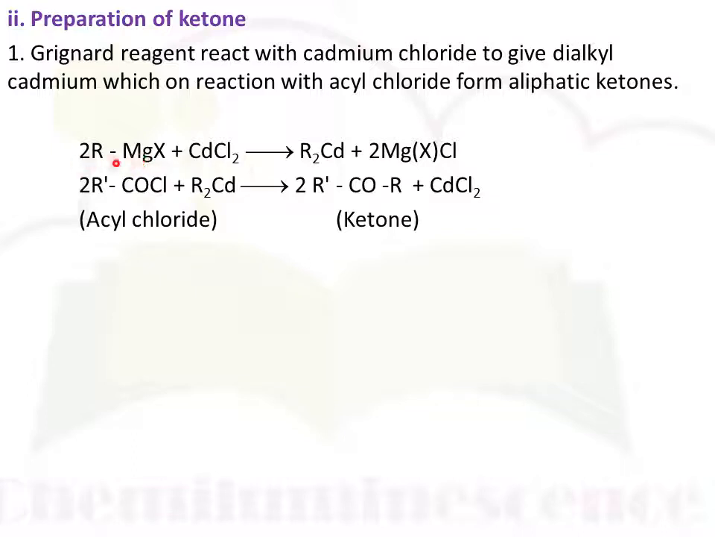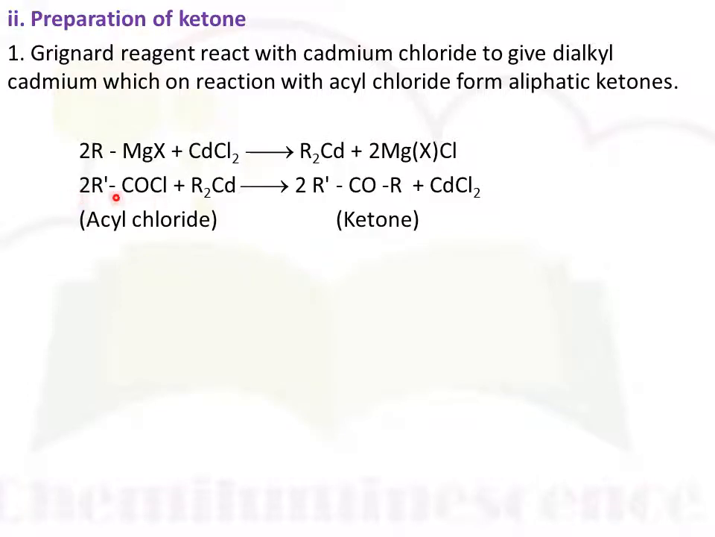So two molecules of Grignard reagent on reaction with cadmium chloride form dialkyl cadmium, and 2MgXCl, this complex, as a side product. Here two alkyl groups from the Grignard reagent get combined with the cadmium. In the next step, this dialkyl cadmium reacts with acyl chloride. The formula of acyl chloride is RCOCl.